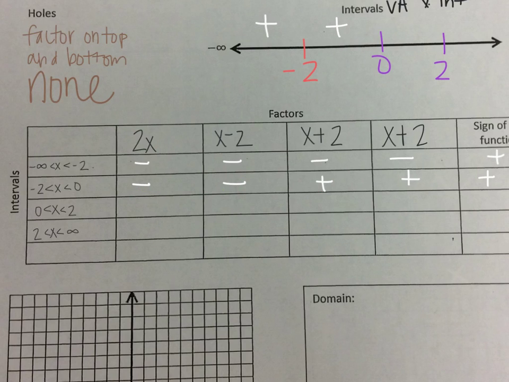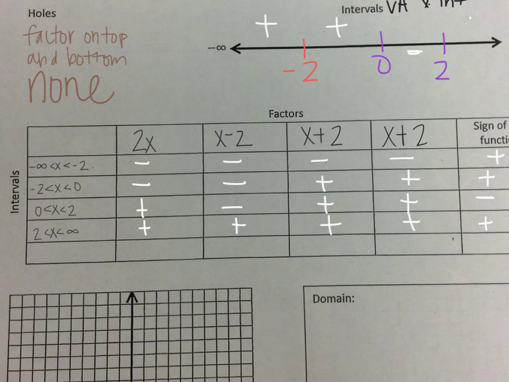Then I need to pick a number between 0 and 2. So I'm going to pick +1. Well, 2 times +1 is positive. 1 minus 2 is negative. 1 plus 2 is positive, and 1 plus 2 is positive again. So if I have positive, negative, positive, positive, that's going to be a negative function on that interval. And then I pick a number from 2 to infinity, so let's pick 3. 3 times 2 is positive. 3 minus 2 is positive. 3 plus 2 is positive, and 3 plus 2 is positive. So positive, positive, positive, positive is going to give me something that is positive.